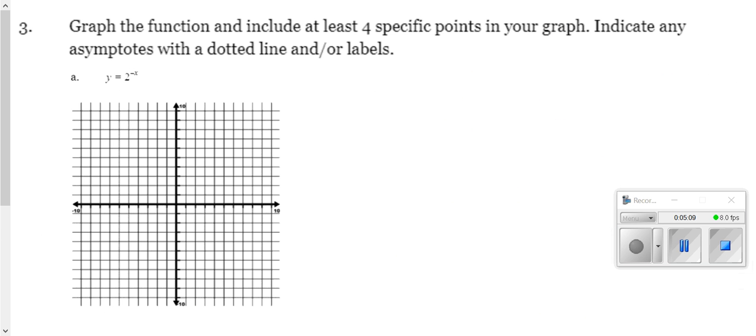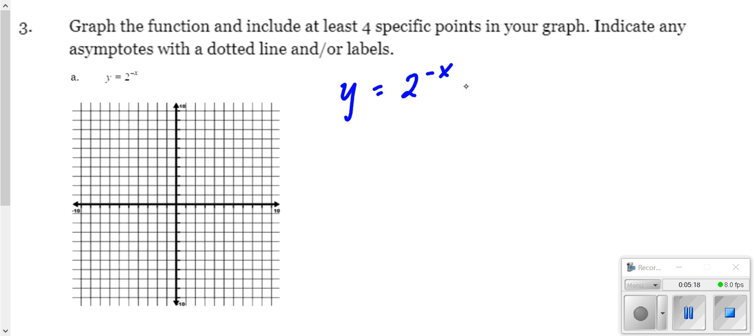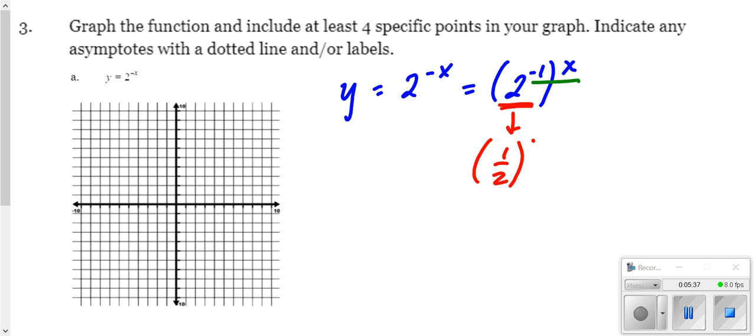Okay, in question 3, we shift our gears into some graphing. In this problem, we are looking at the equation y equals 2 to the negative x. And I know I can think of that as 2 to the negative 1 to the x, right? Because a power to a power is where I would multiply. So negative 1 times x is the opposite of x. And then if I think about the 2 to the negative 1 part, another way to think of that is 1/2 to the x. So this given equation is the same as what I just wrote in red.